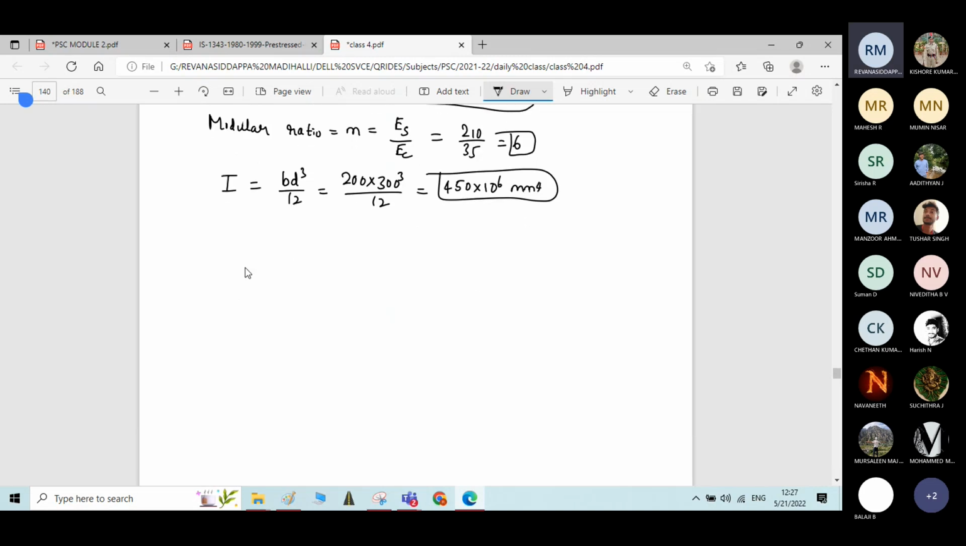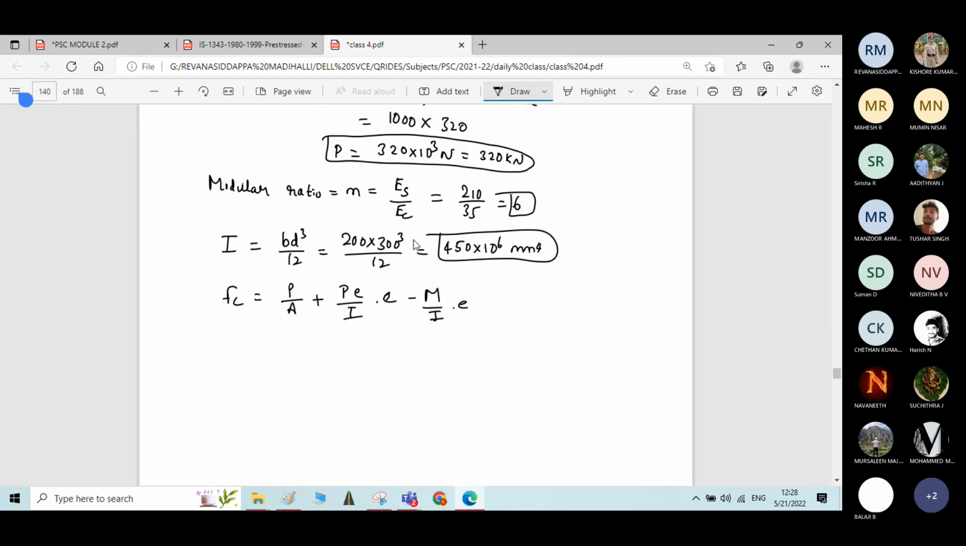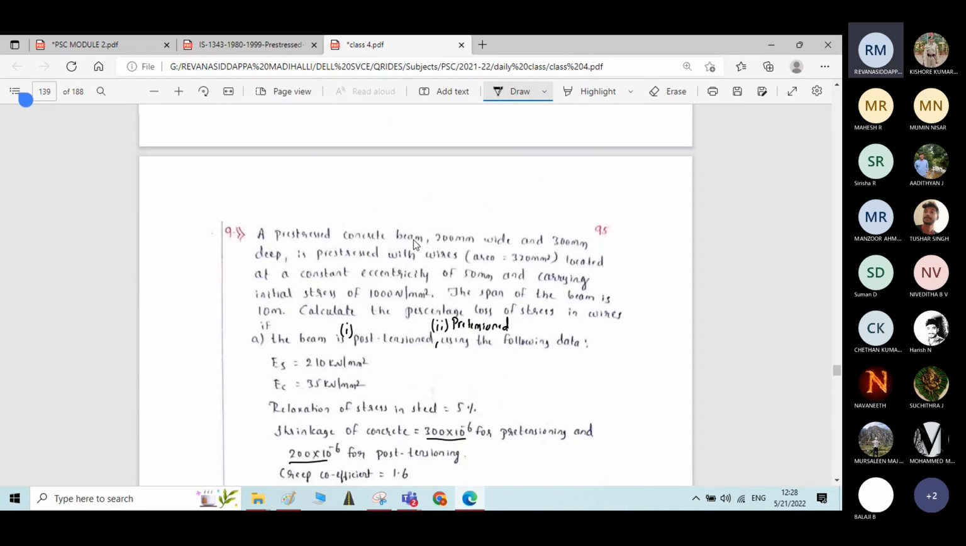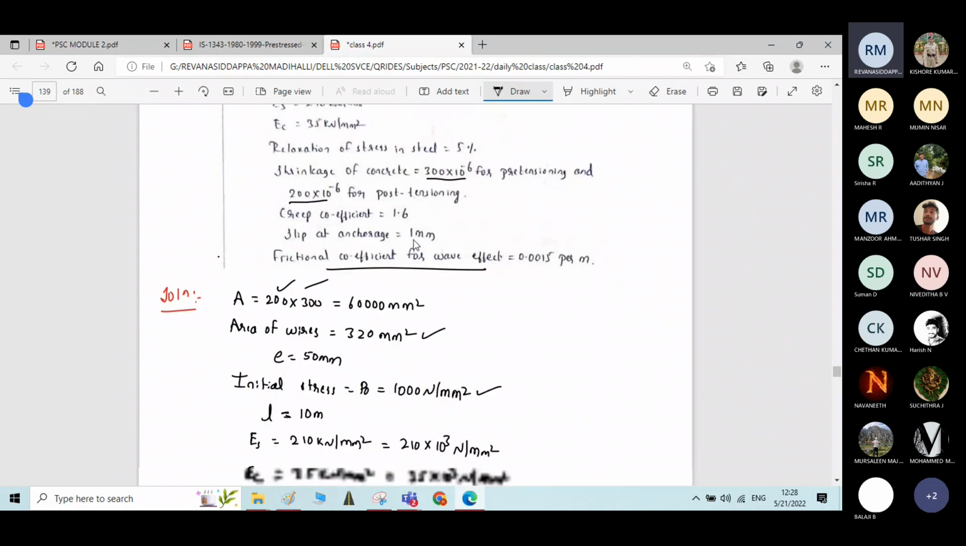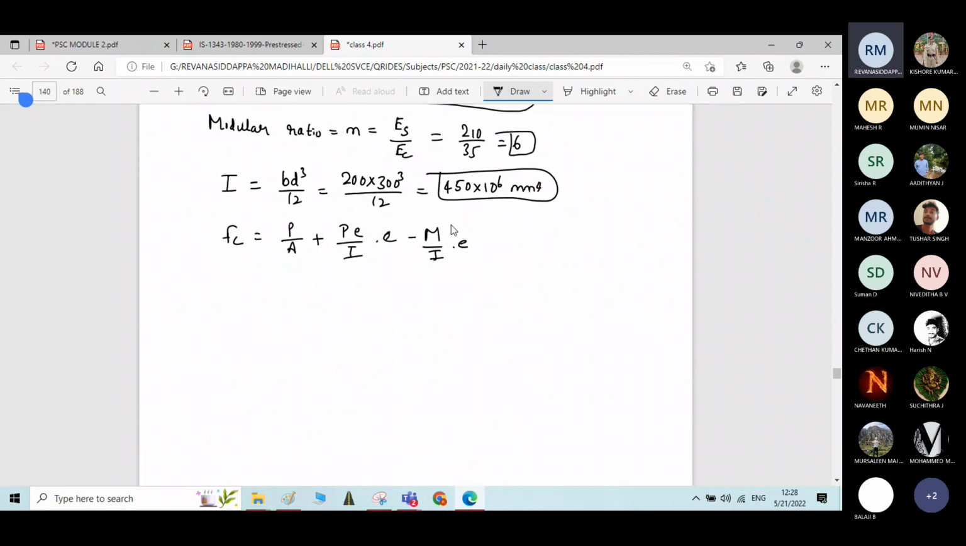Okay, then you calculate the FC. The formula for FC is P by A plus PE by I into E minus M by I into E. Okay, so in this the loading condition on the beam is not given. Therefore, moment we will assume it as 0, because there is no loading condition given.